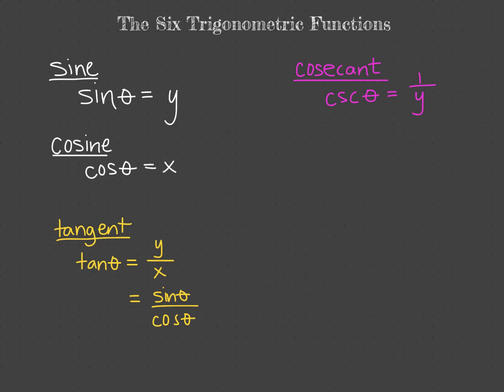We can also write cosecant in terms of sine and cosine, which we've already done for tangent. And this would be 1 over the sine of theta. It's just the reciprocal of sine.